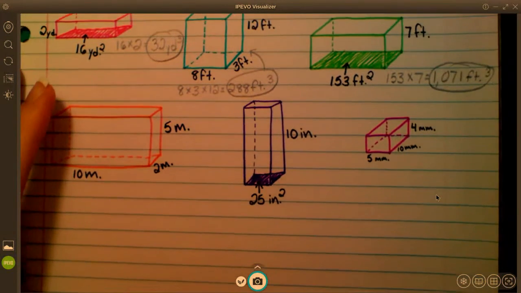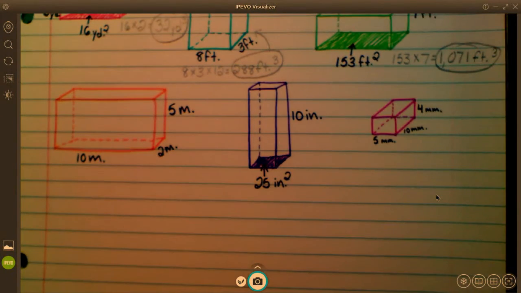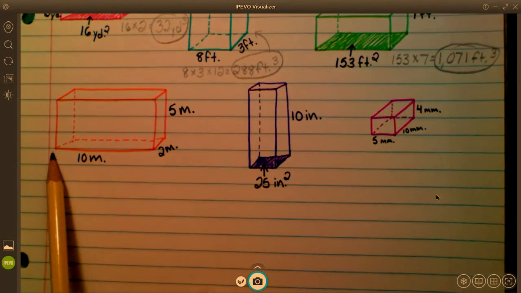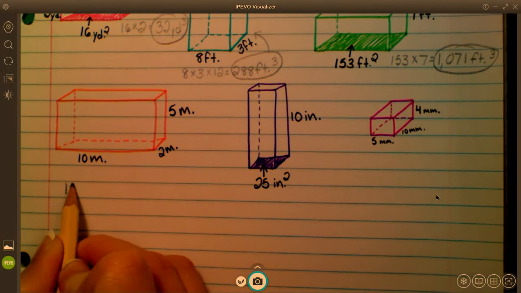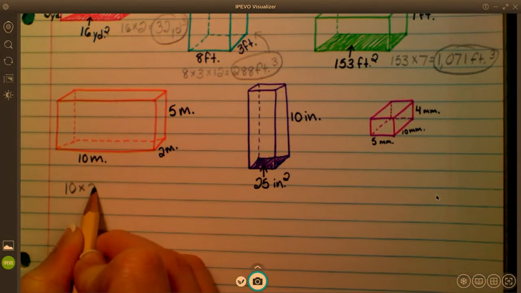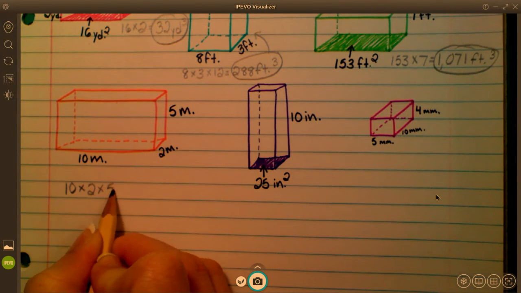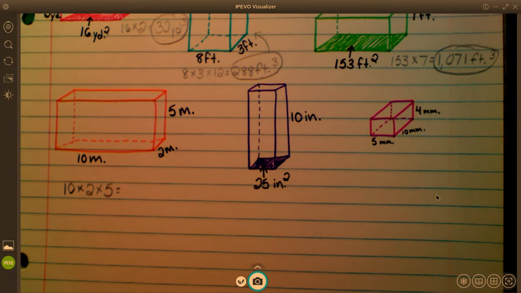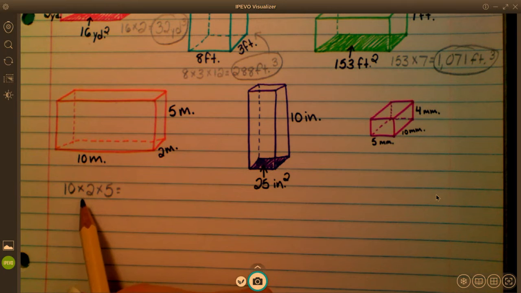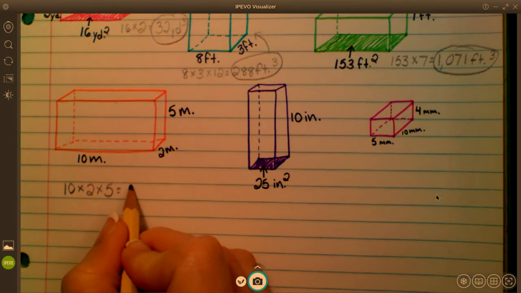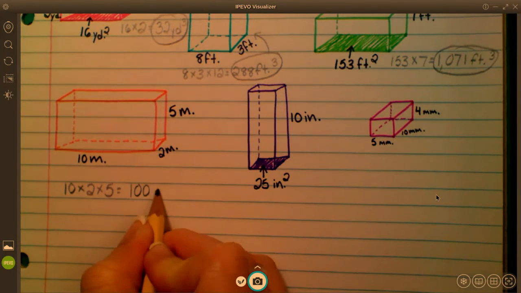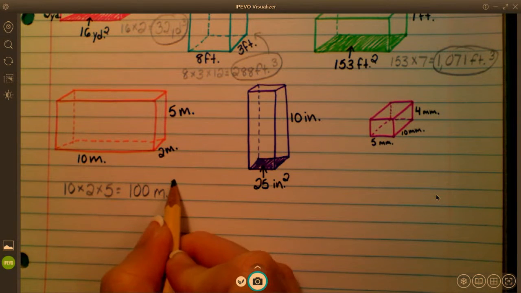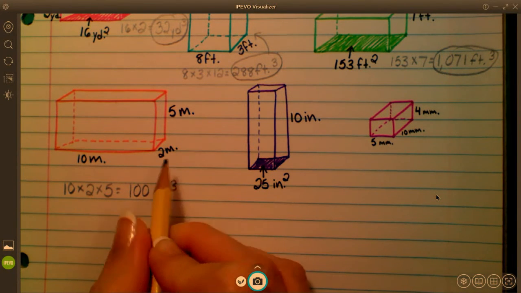Okay, then going down to our second row, I have this orange prism. Now for this one, I'm given the length, the width, and the height. So I need to multiply all 3 of these numbers. So 10 times 2 times 5. Well, if I take 10 times 2, that gets me 20. And 20 times 5 gets me 100. My unit is meters, and I'm finding the volume, so I need to cube it. So 100 meters cubed.